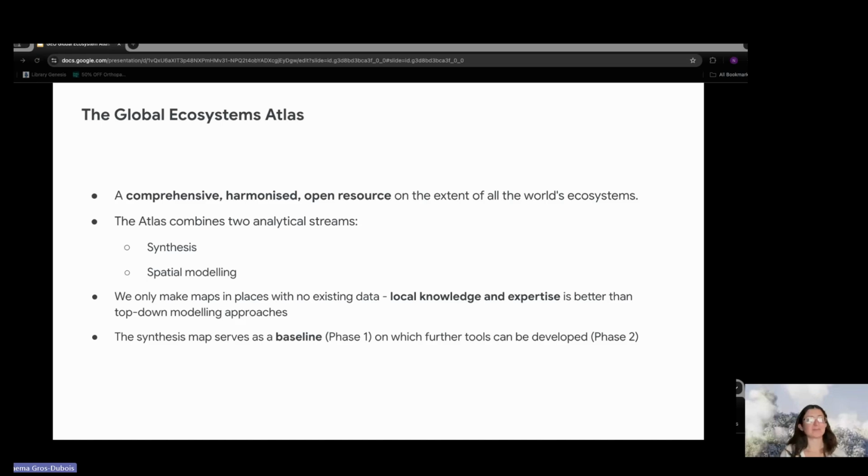So to wrap things up, the Atlas is a comprehensive, harmonized, open resource on the extent of all the world's ecosystems, so anyone can use it. The Atlas combines 2 analytical streams at the moment: the synthesis stream, which relies on existing high-quality data, as well as the spatial modeling stream, which we use to fill in the gaps in the data. And we only make maps in places with no existing data, prioritizing local knowledge and expertise over top-down approaches. And finally, the synthesis map will serve as a solid baseline upon which further tools can be developed.